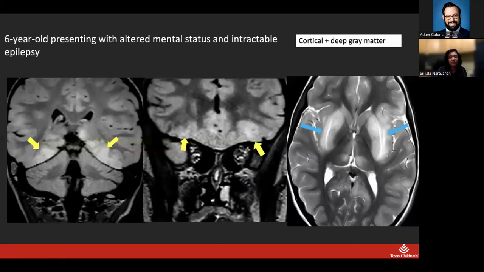This kid tested positive for MOG IgG antibody. Here's another kid presenting with altered mental status and intractable epilepsy, where you can see very predominant cortical involvement and also almost symmetric deep gray involvement of the bilateral basal ganglia and medial thalami. And this kid also was positive for MOG IgG.